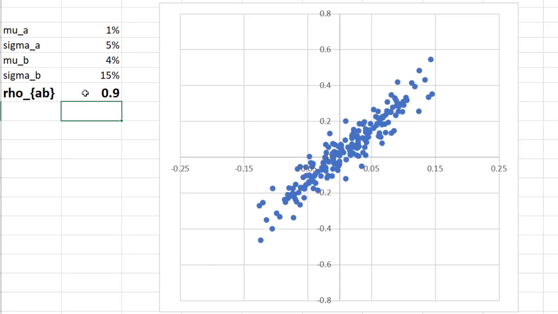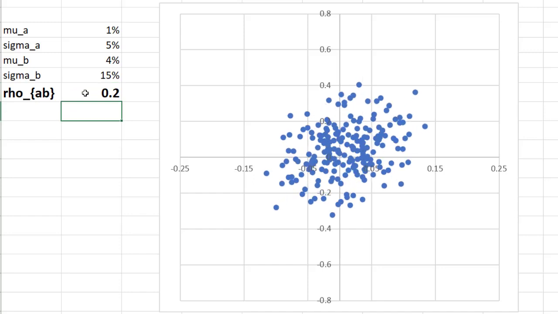Now let's consider a very low positive correlation, 0.2. And you can see that now there's still this tendency of joint co-movement, but we can also see in quite some cases returns where the one asset has returns below its mean, whereas the other one has returns above its mean.